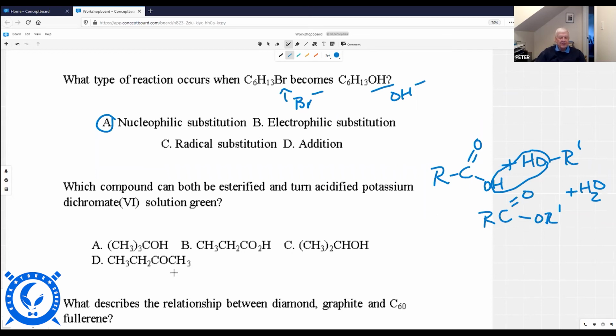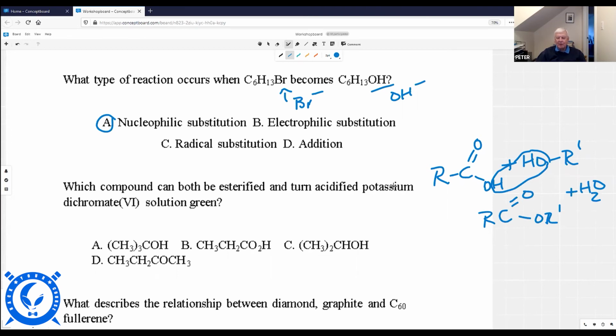So we look at these, that immediately rules out D. But it could be A, B, or C. So then the second requirement is it turns acidified potassium dichromate solution green. That tells you that it is capable of being oxidized by potassium dichromate.